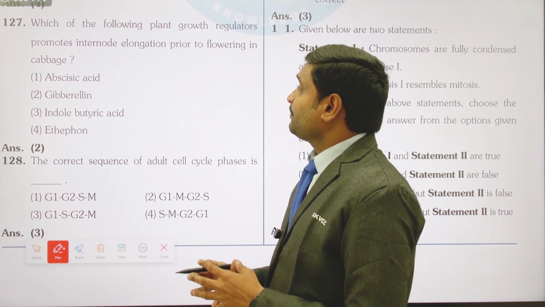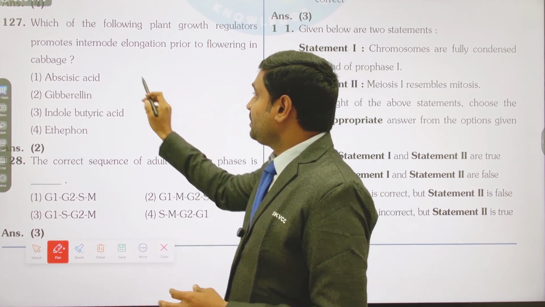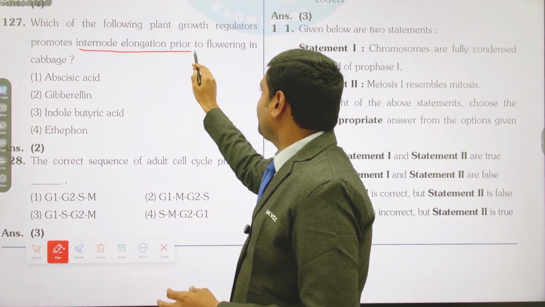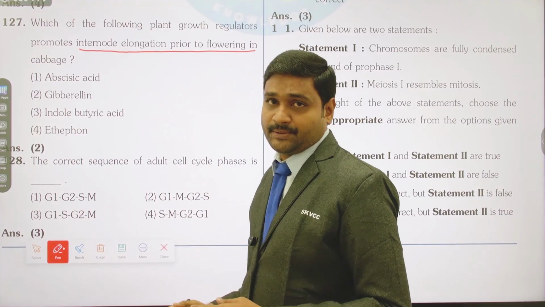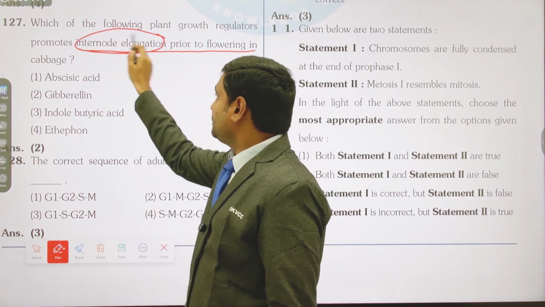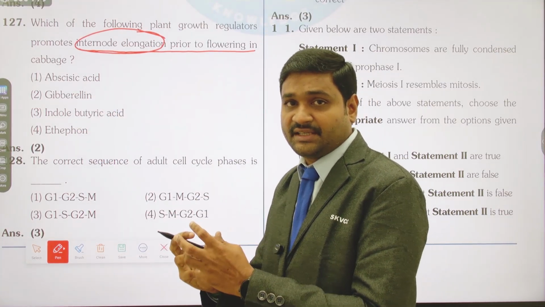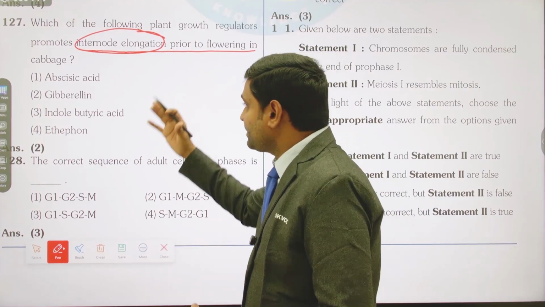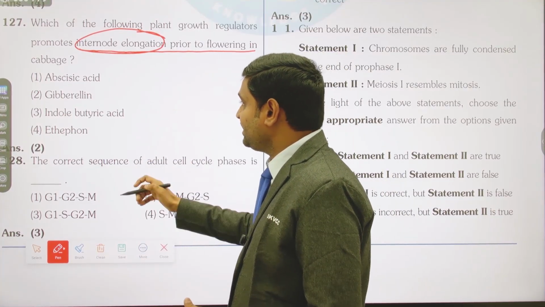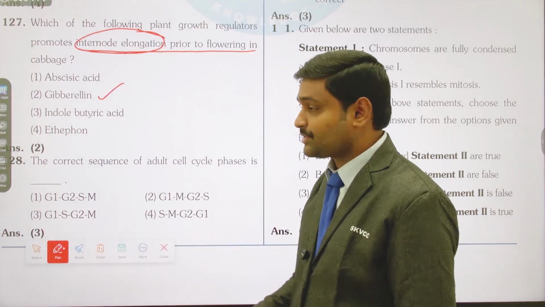Then here, which of the following plant growth regulators promotes the internode elongation prior to the flowering in cabbage? First and foremost, internode elongation is specifically caused by gibberellic acid. So where is the option gibberellic acid? Directly here, gibberellin. So option number 2 is the correct option.